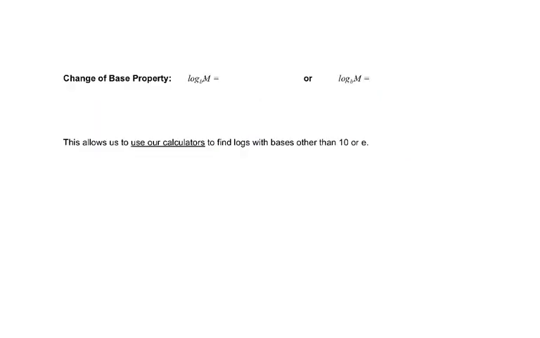So the change of base property is the last thing in this section, and that allows us to type something into our calculator that doesn't have a base of 10 or a base of e, because remember those are the only buttons we have on our calculator, a base of 10, the log button, or a base of e, the ln button. So we can use either.